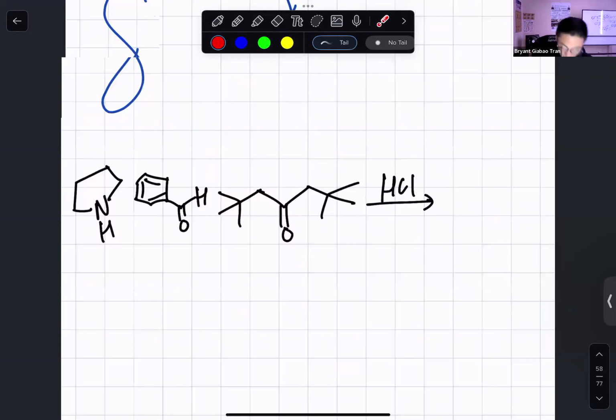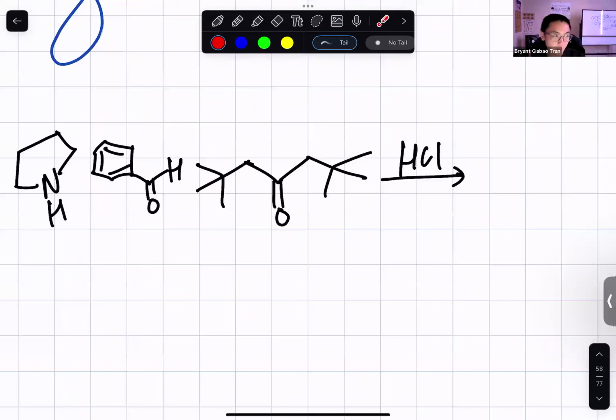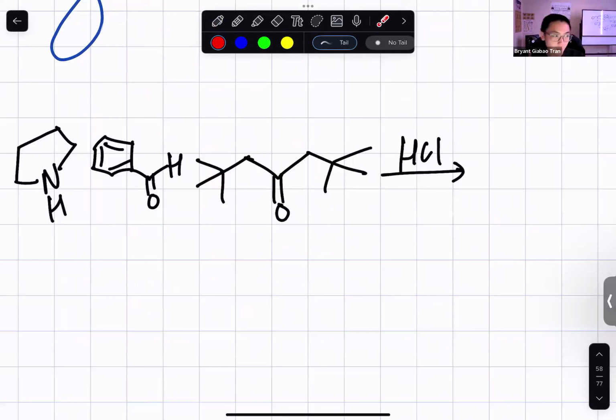Try this, and then we'll move on to nitrosation of amines with primary amines, secondary amines, and tertiary amines. And then I'll give you guys a lot of synthesis problems to practice with the reactions.